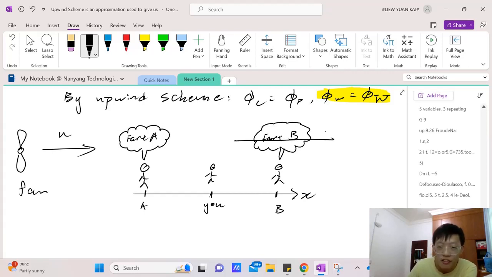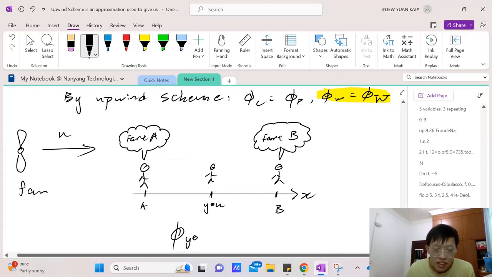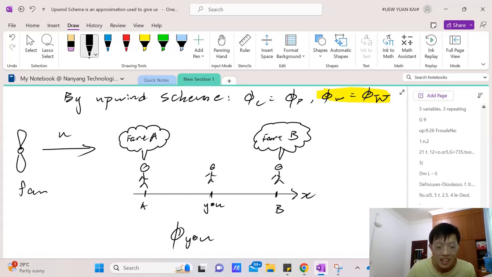It's gonna try to blow away fart B and blow fart A towards you. So let's say phi represents the concentration of farts, right? So it's more likely that the fart concentration that you're gonna smell is actually from fart A. Okay, this is actually the physical interpretation of the upwind scheme. I'm not kidding. I'm not actually joking. This is how the upwind differentiation scheme works.